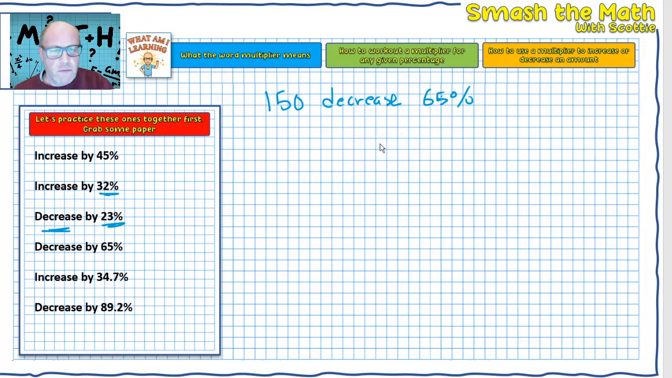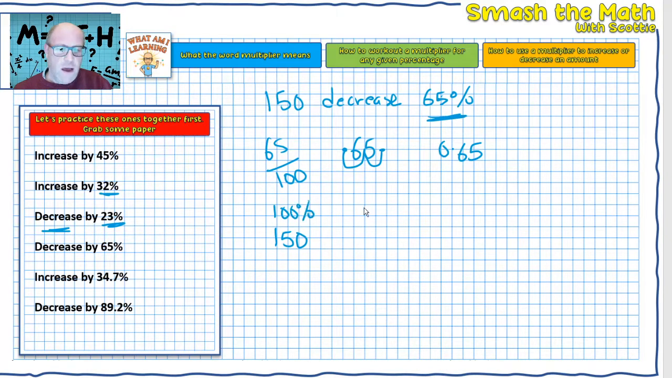Okay, right, so first things first, turn that into my multiplier. So 65 divided by 100. Shift it 2 places to divide it by 100. So that's my multiplier for 65%. I'm decreasing, so 150 is 100%. And I'm taking away, I'm decreasing it by 65%.